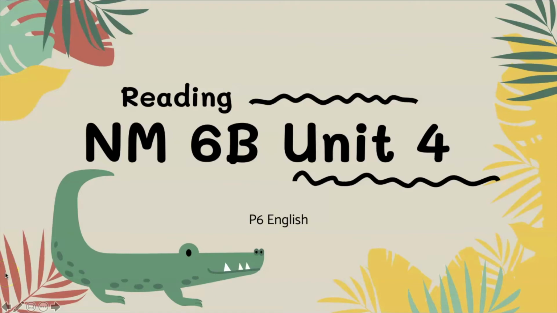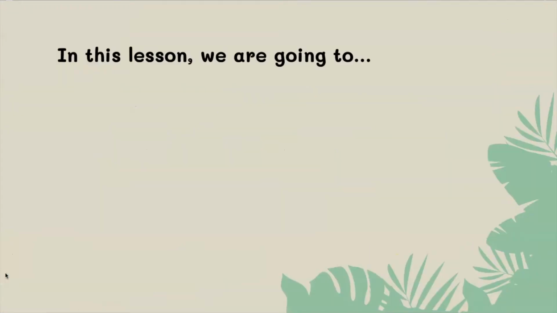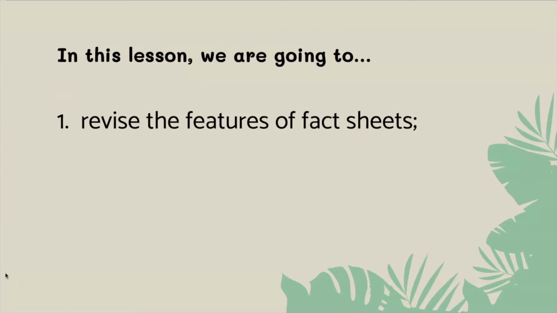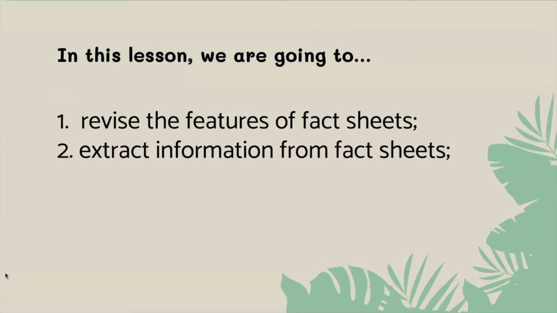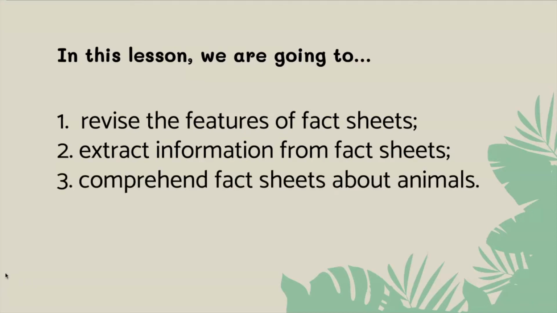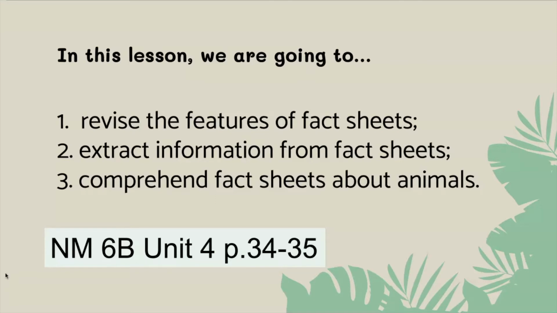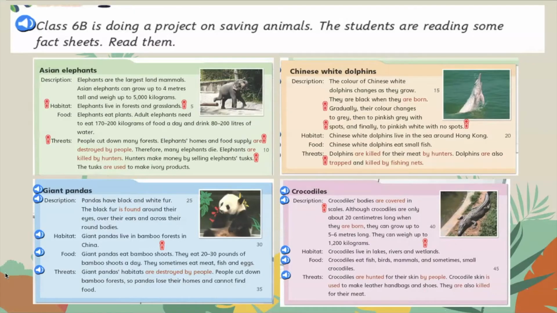Hi, boys and girls. Today we are going to have a reading lesson on NM6B, Unit 4. In this lesson, we are going to revise the features of fact sheets, extract information from them, and comprehend fact sheets about animals. And you can refer to your NM6B, Unit 4, page 34 to 35. Are you ready for the lesson?